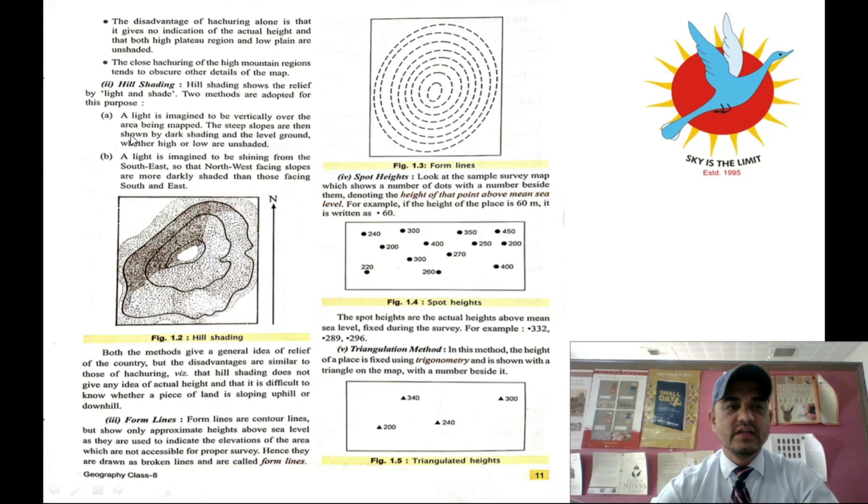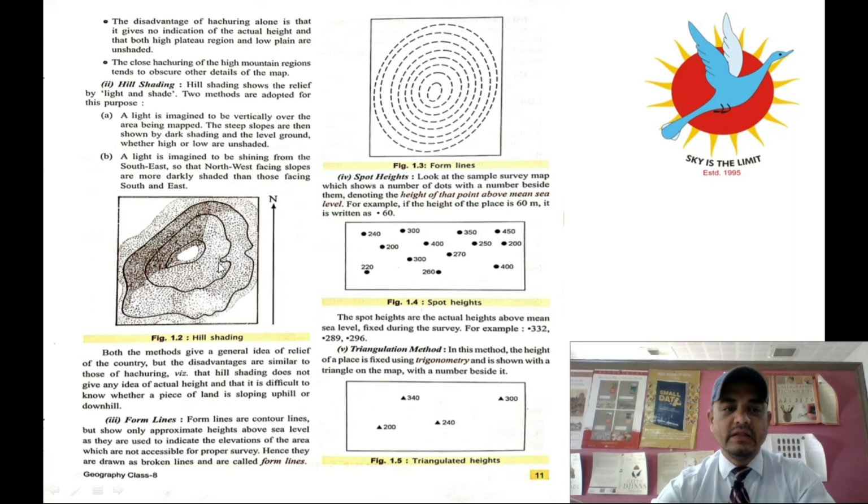Next, the light is imagined to be vertical over the area being mapped. It means steep slopes are shown by dark shading and level ground by light shading, while the light is imagined to be shining from the south. The southeast corners are getting the light, and the northwest area is under shadow. This is how they represent the topographical map.